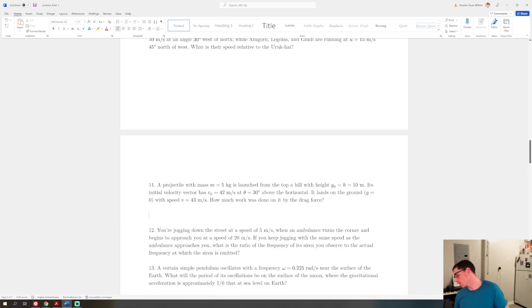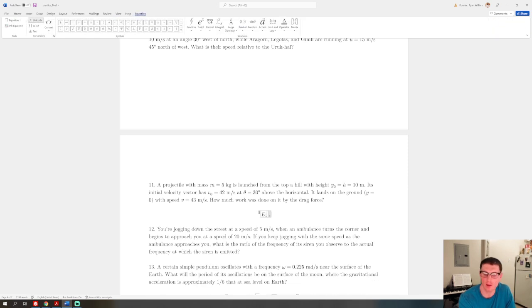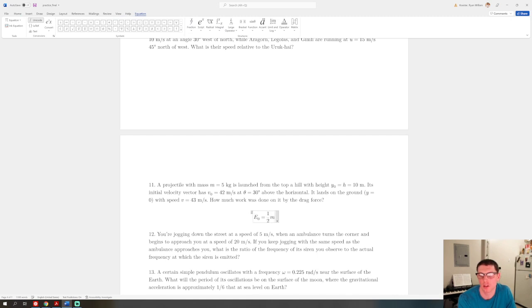So we just want to compare the initial and final mechanical energies, right? And then realize that the only non-conservative force doing work here is the drag force, and realize that the work that it does has to account for the difference in the energies. So the initial mechanical energy is going to be 1/2 m v naught squared plus mgh, right?